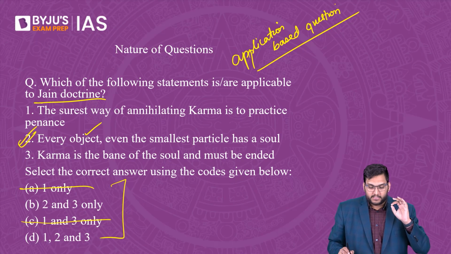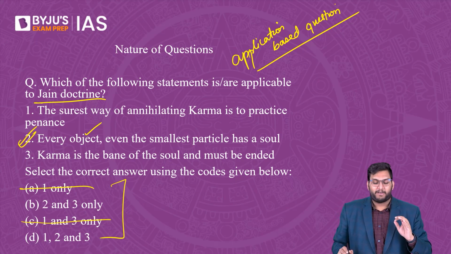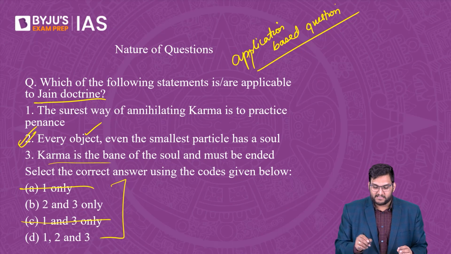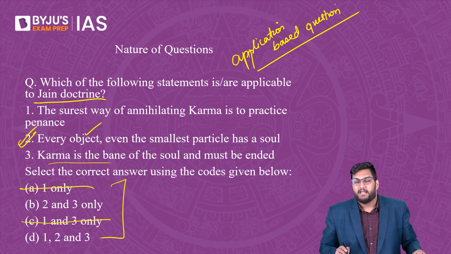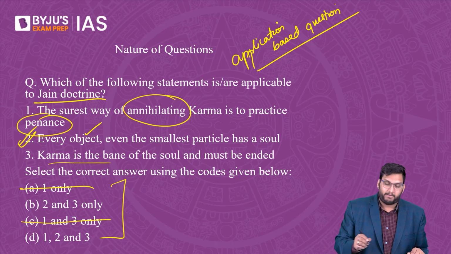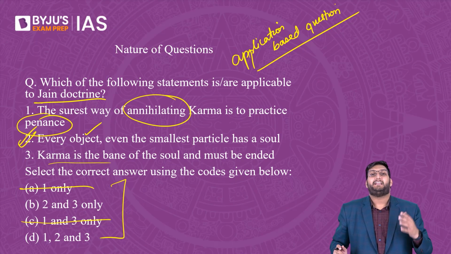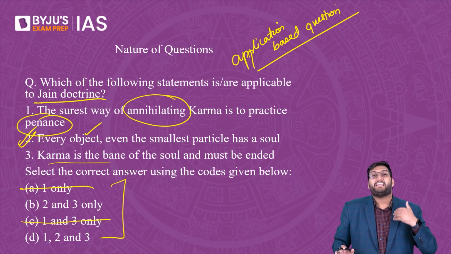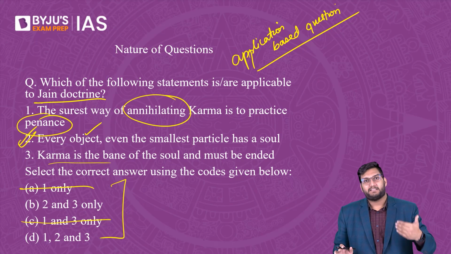Now, the surest way of annihilating karma is the practice of penance, and karma is the bane of the soul, must be ended. Now, again, this question is not based on historical facts, but understanding what annihilating and penance mean. Penance means to punish oneself. Annihilating is to destroy.